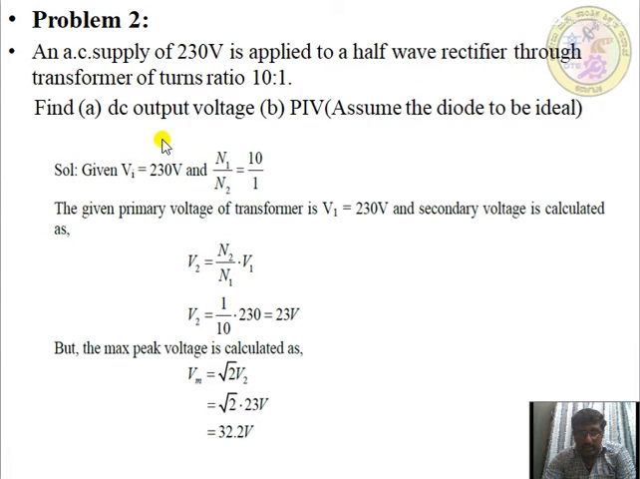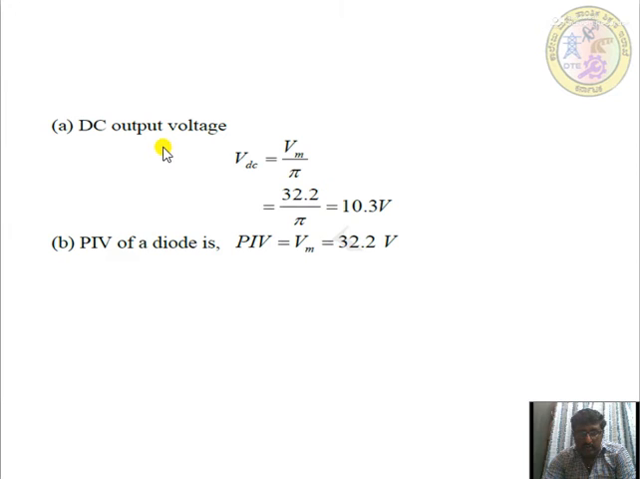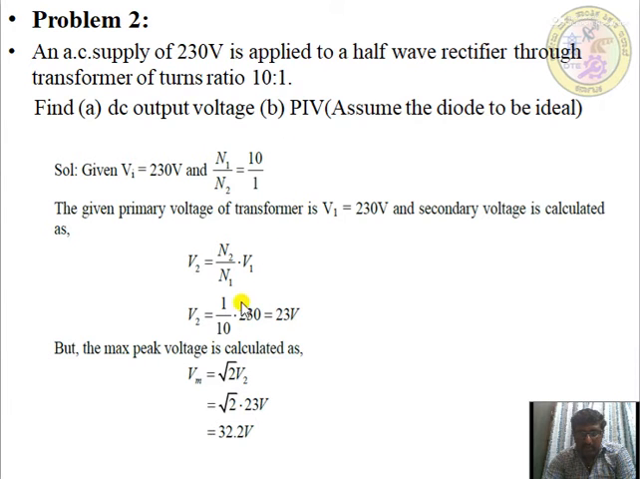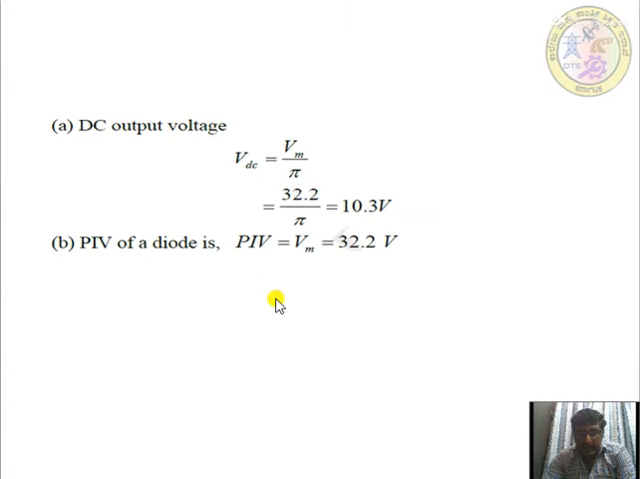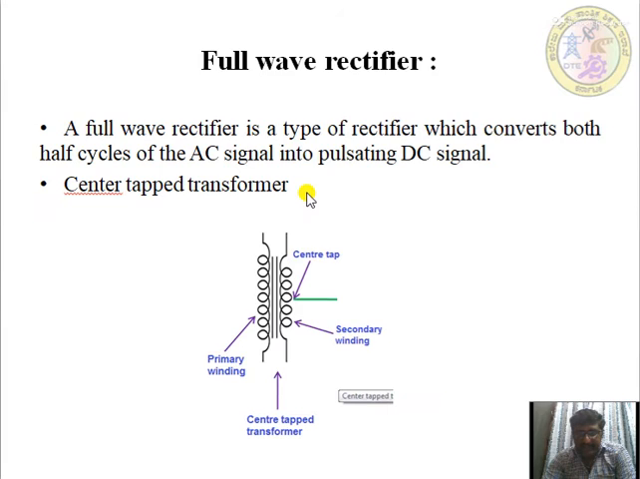Now we should calculate the DC output voltage. We know the formula VDC is equal to Vm by pi. So Vm is 32.2 divided by pi, which gives 10.3 volts, and the PIV of the diode is Vm, so it is 32.2, whatever has been calculated. This is the problem for the half wave rectifier.